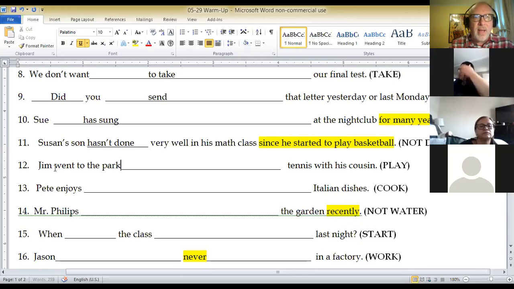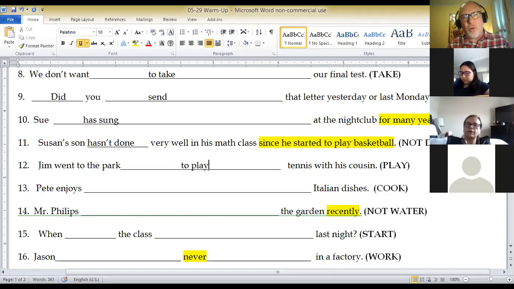Now the next one, we have an action and we have a reason, okay? So Jim went to the park. Why? Should we say to play or playing? Playing. To play, right? To play. Whenever you tell me why you're doing something, you want to use infinitive, right?